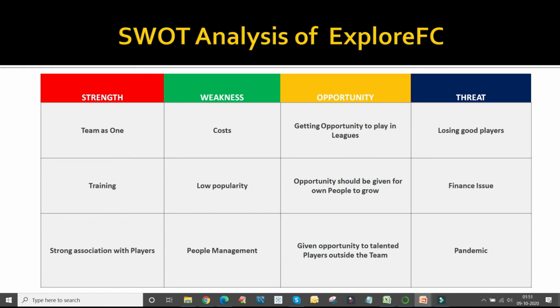So how are they going to do that? That's a weakness. As of now, they don't have that much good popularity, so they have to reach out to the people. What are the ways, and how can we do it with minimum funds? That's the major factor. And finally, people management: if you have any kind of conflicts within the team, how can you fix them?